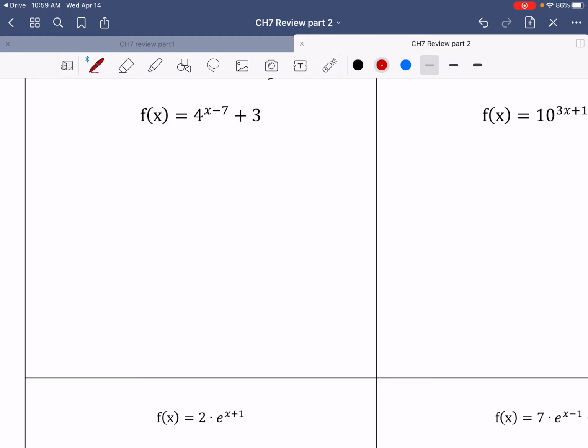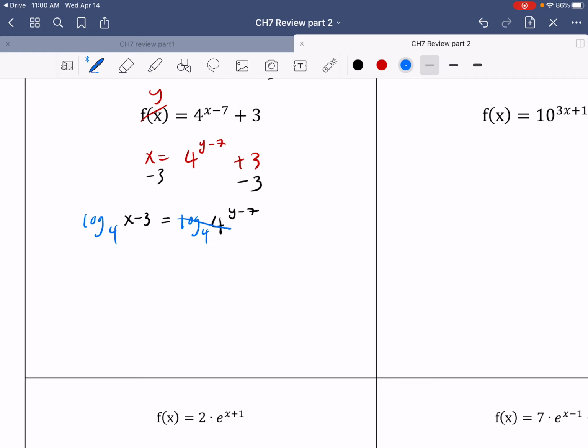Same thing. You just switch x and y first, because that's y. x equals 4 to the y minus 7 plus 3. And minus 3 both sides, you will get x minus 3 equals, leave some space, 4 to the y minus 7. Next one, log base 4 both sides.